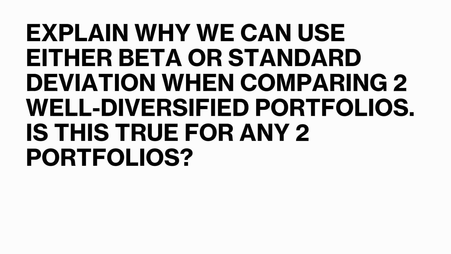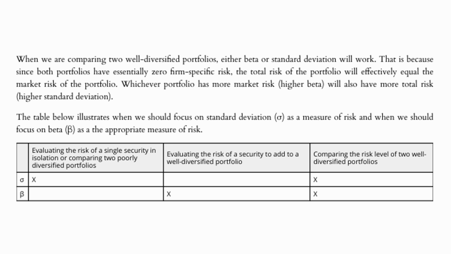Explain why we can use either beta or standard deviation when comparing two well-diversified portfolios. Is this true for any two portfolios? When we compare two well-diversified portfolios, either beta or standard deviation will work. This is because since both portfolios have essentially zero firm-specific risk, the total risk of the portfolio will effectively equal the market risk of the portfolio. Whichever portfolio has more market risk or higher beta will also have more total risk or higher standard deviation.